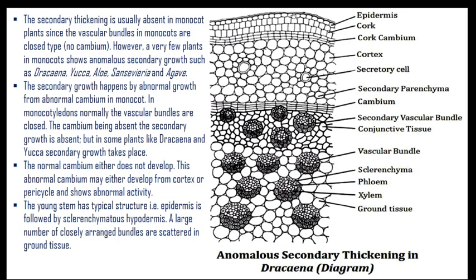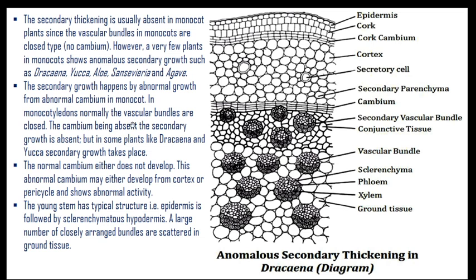This is the complete diagrammatic representation, which again shows epidermis and cuticle. These are the cork. This one is the cork cambium. This is the cortex. These are the secretory cells. These are the secondary parenchyma. This is the cambium, which is responsible for the growth of vascular bundles. This cork cambium is responsible for the development of periderm.